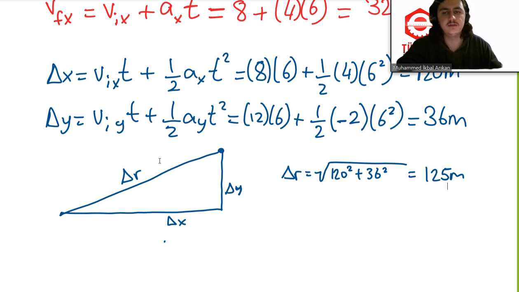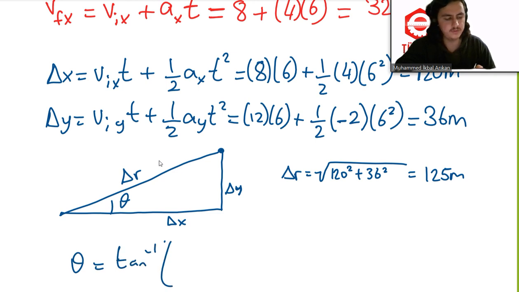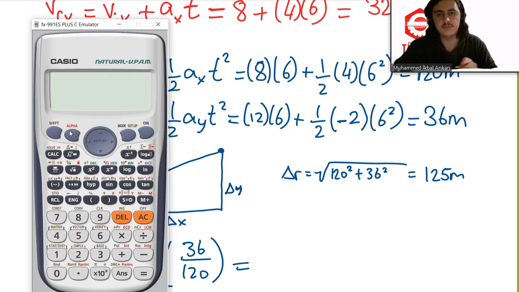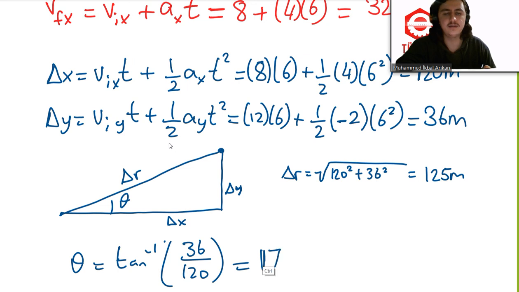What about the angle? This one can be calculated easily. The angle will be arctangent of delta y, which is 36, divided by 120. This will be the end of the problem. So I will get 17 degrees. Okay, so we finished now.